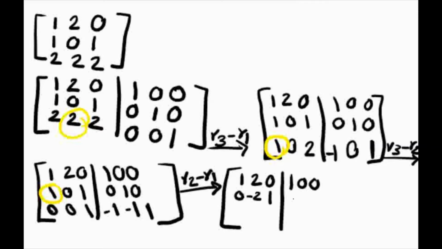And then I have 0 minus 1, it actually gives me a negative 1. Just going to make it a little bit smaller. It's going to give me minus 1. 1 minus 0 will give me a 1. 0 minus 0 will give me a 0. The last row is going to stay the same, so I'm going to just write it down.